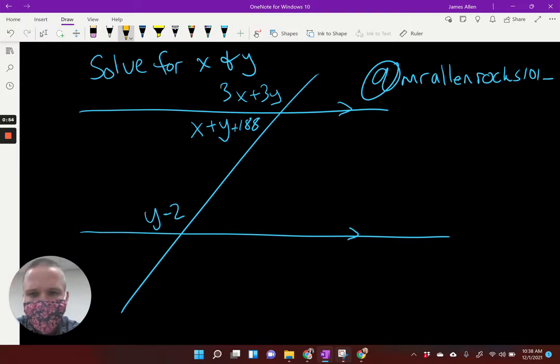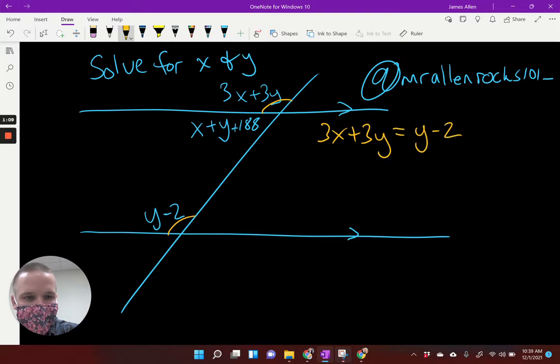Cool. So, if I've got parallel lines, one thing that I do know is that this angle right here and this one right here are corresponding angles, therefore they are congruent. I can set them equal to each other. So we'll have 3x plus 3y equals y minus 2. And I want to get this into standard form, where it's x, then y, then a number. So I'm going to subtract y and I'll get 3x plus 2y equals negative 2. Dope. That is one equation.